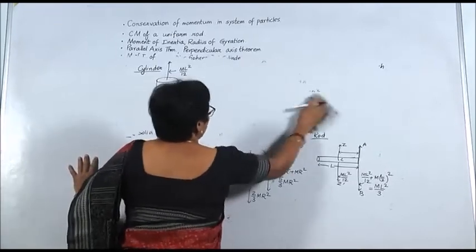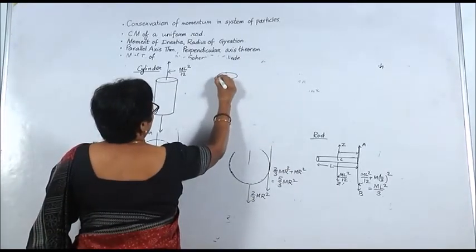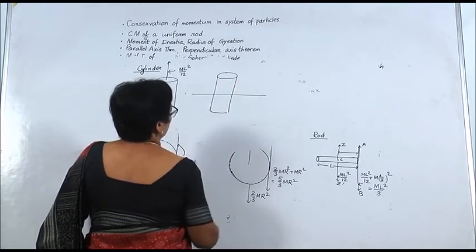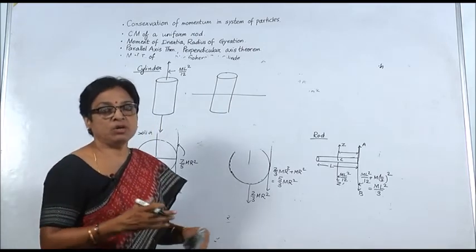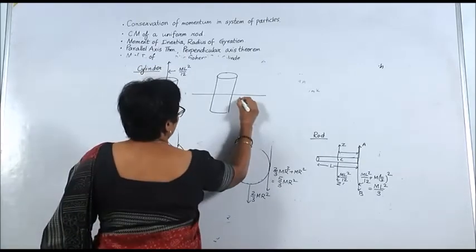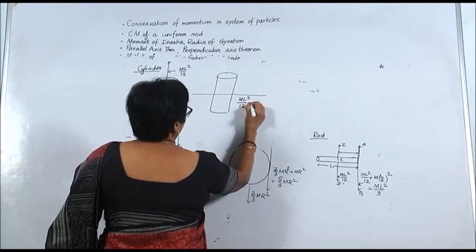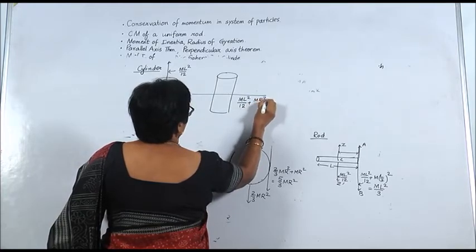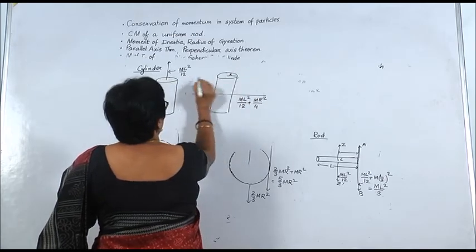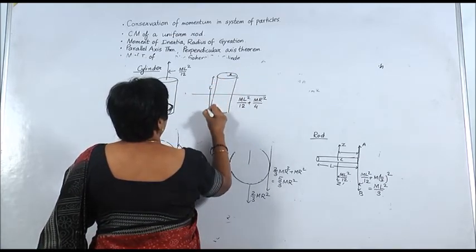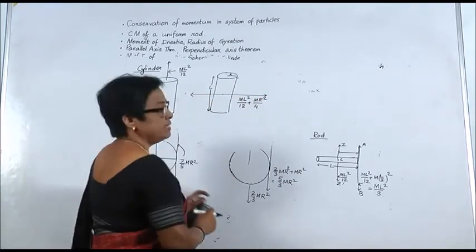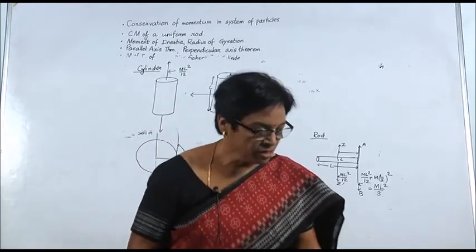But if you change the axis for a cylinder to this, passing through its center and cutting it into 2 halves, then it will be equal to m l square by 12 plus m r square by 4. R is the radius, L is the length. This length is L and this is the center, it passes through the center. Then it is m l square by 12 plus m r square by 4.